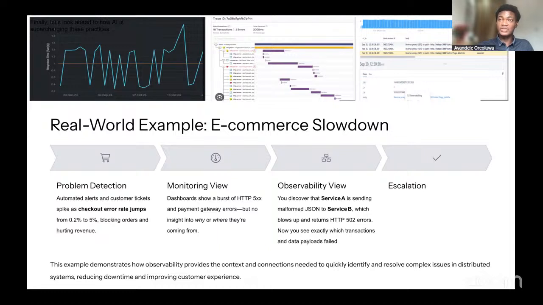This use case demonstrates how observability provides context. It provides what is actually going on and why it's going on. And you're able to quickly identify and resolve these issues in this sort of system.